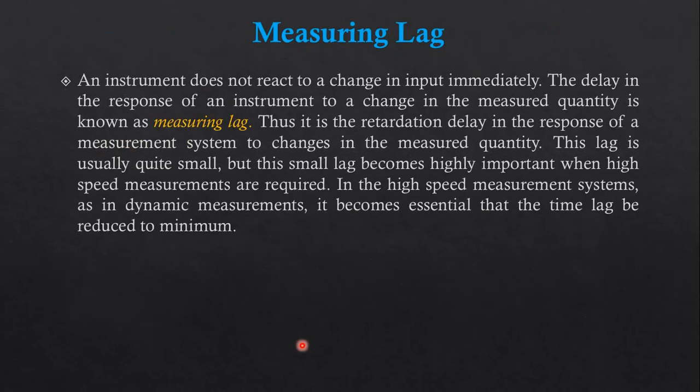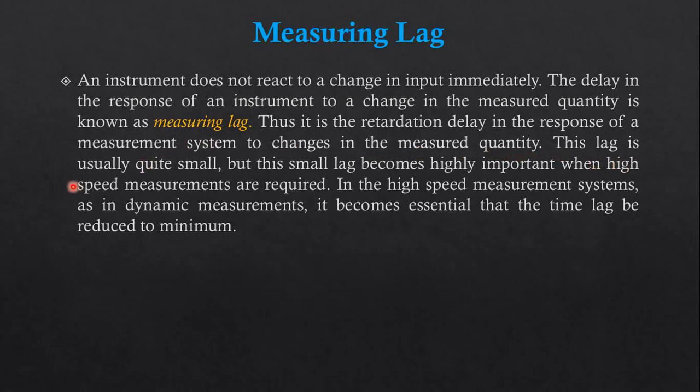Now next is measuring lag. An instrument does not react to a change in input immediately. We already know that, right? In the previous slide we studied the same thing. The delay in the response of an instrument to a change in measured quantity is known as measuring lag. So whatever delay we are facing in our measuring system is known as measuring lag. Thus, it is the retardation or delay in the response of a measurement system to a change in the measured quantity.